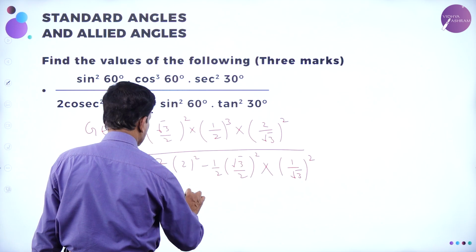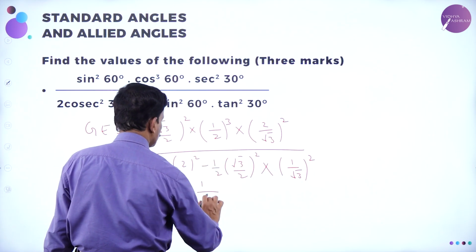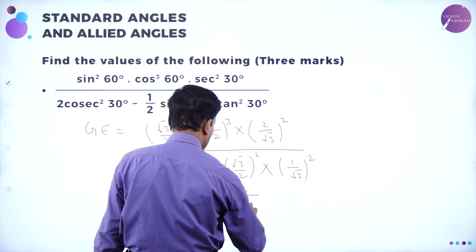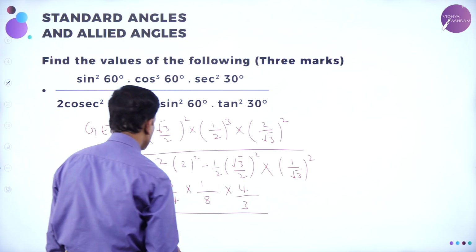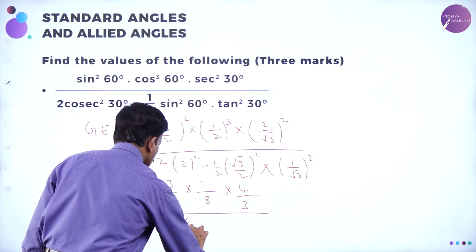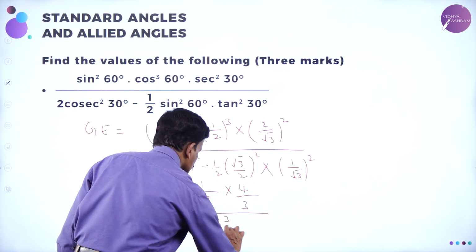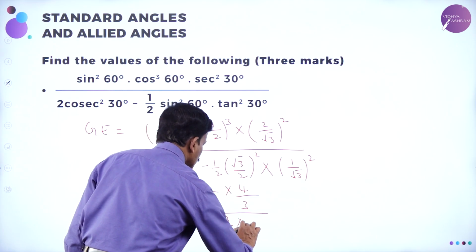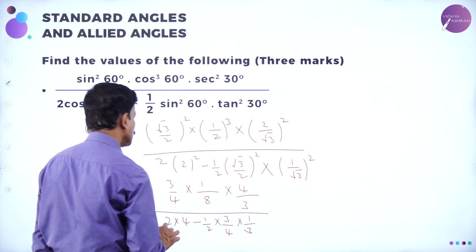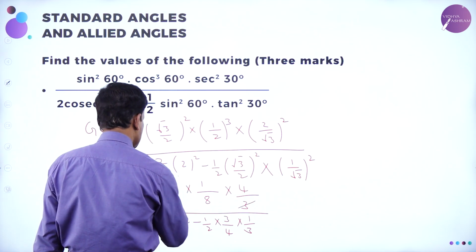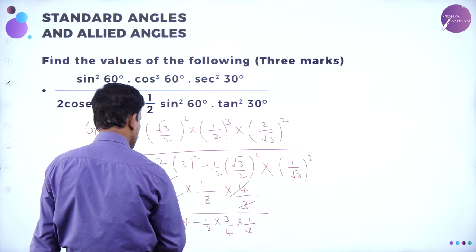3 by 4 into 1 divided by 2 cube, which is 8, into 2 twos are 4, divided by 3, whole divided by 2 into 2 square is 4, minus 1 by 2 into root 3 whole square is 3, divided by 2 square is 4, into 1 by 3. Now what happens? Here 3 and 3 get cancelled, again 4 and 4 get cancelled.